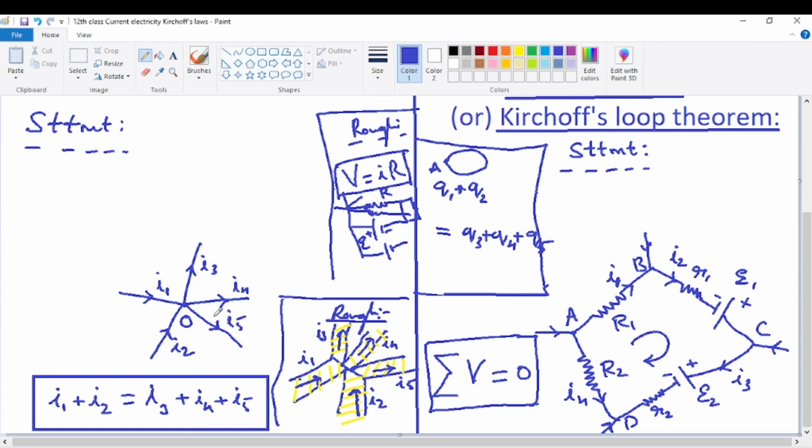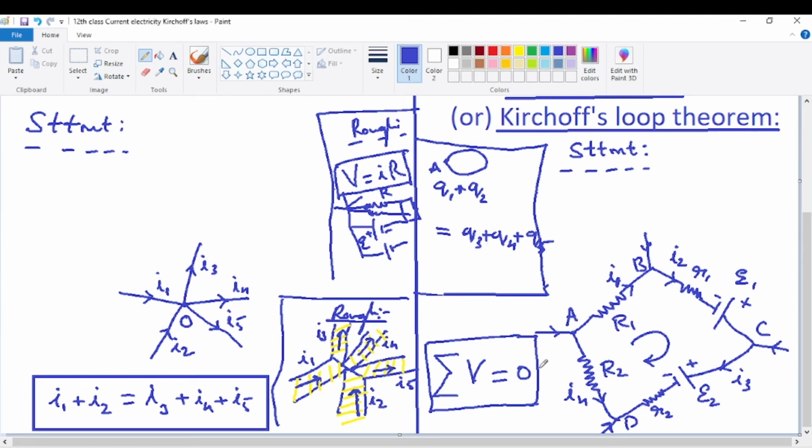The current law is actually derived from the law of conservation of charge, and the voltage law is derived from the conservative nature of the electric field, which is actually a part of the law of conservation of energy. It's based on the concept of potential energy. Potential energy definition, measurement, derivation of the expression for gravitational potential energy: we have seen one very powerful law used, the law of conservation of energy. So Kirchhoff's voltage law is a direct consequence of the law of conservation of energy.